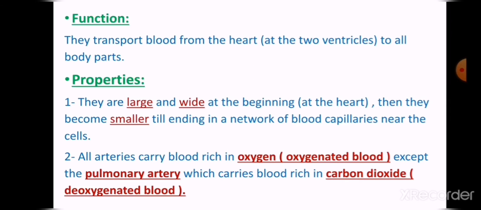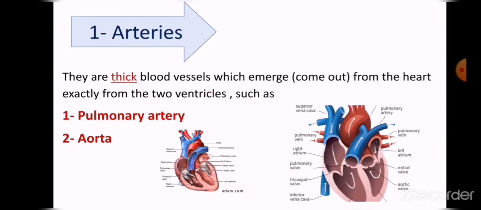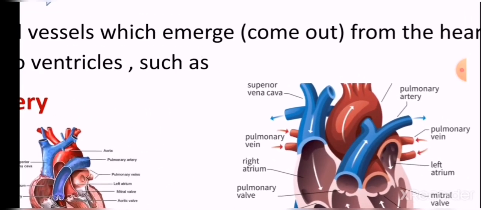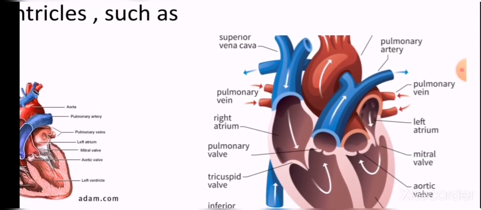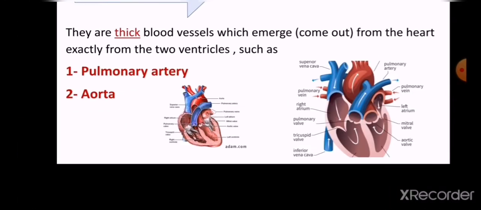Arteries transport the blood from the heart to all body parts. They are passes of the blood. The blood passes through the blood vessels from the heart to all the body cells. So the pulmonary artery and aorta transport the blood from the heart because they come out from the heart. They pass the blood from the heart to all body parts or all the body cells.